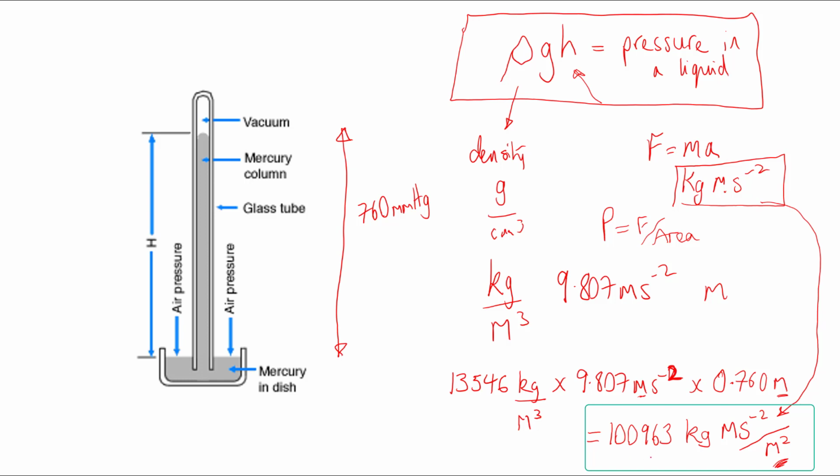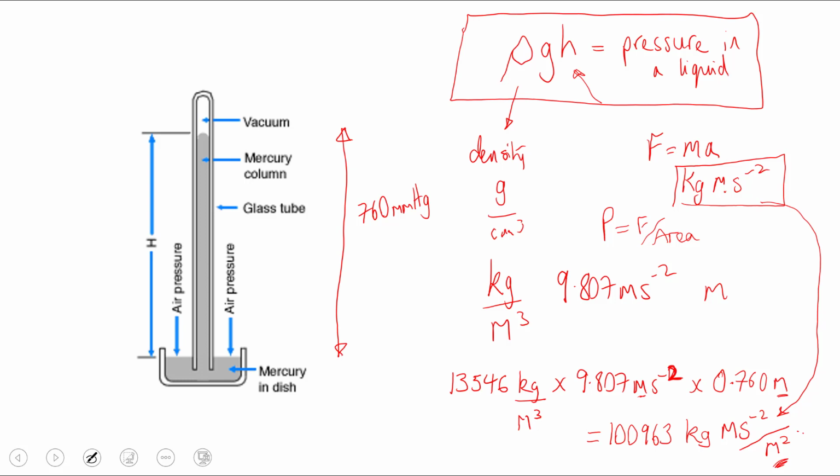So 100,963 kilograms meter per second squared, that's the force part, divided by meters squared, that's the area part, and ultimately this same unit is equal to the Pascal. So this is Torricelli's experiment in a nutshell.